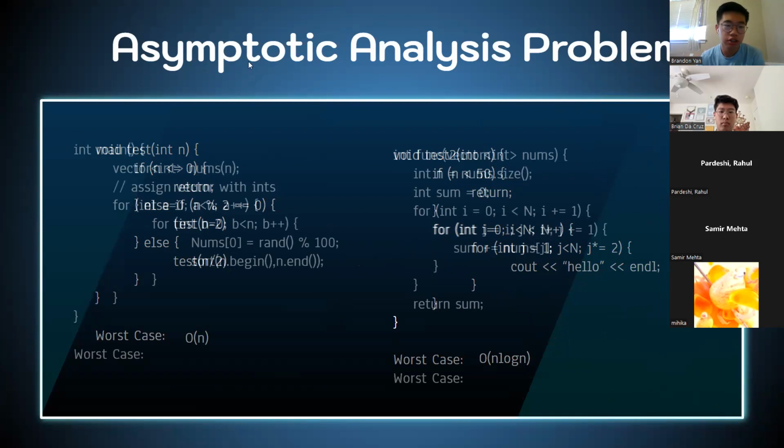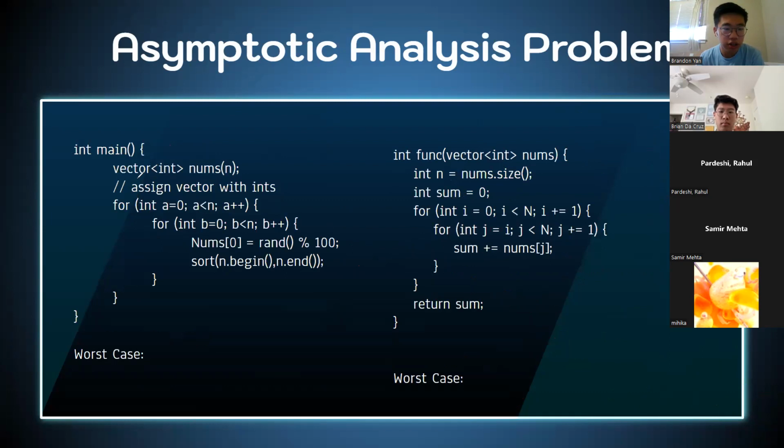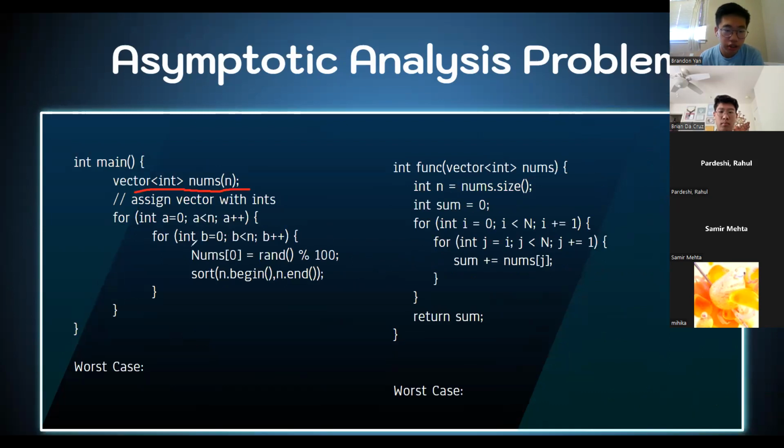And then here's another one. So I'm basically just creating a vector of size n, and then I'm doing an iteration through it. So let me see. So it's a plus plus, b plus plus. So that means we can see that it should be running n squared for these loops, but let's confirm our suspicions.